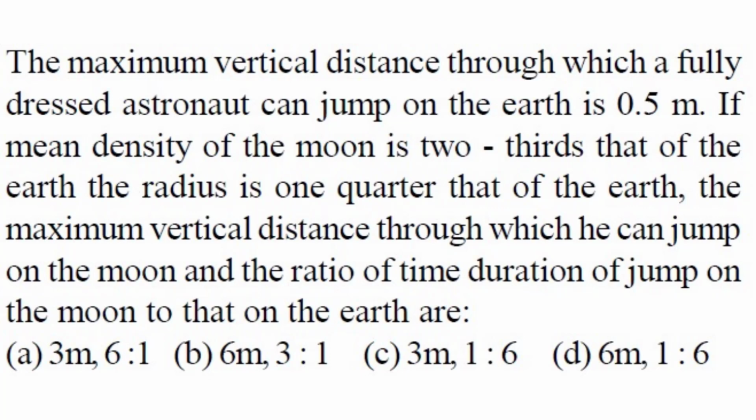The maximum vertical distance through which a fully dressed astronaut can jump on the earth is 0.5 meter. If the mean density of the moon is 2/3 that of the earth, and the radius is 1/4 that of the earth, the maximum vertical distance through which he can jump on the moon, and the ratio of time duration of jump on the moon to that on the earth are.